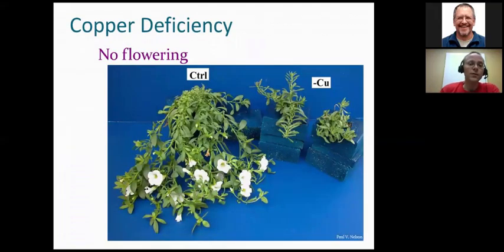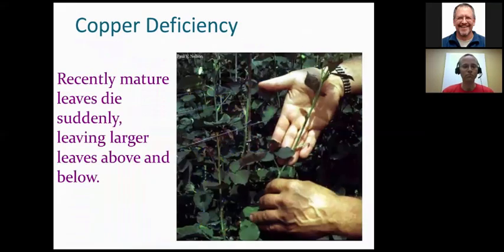And here's the control versus the copper deficient. We don't have any flowers on the ones on the right. These are the same age. They're much stunted, but we're not seeing those symptoms that we might have seen with other stunted crops, like the other elements, nitrogen or sulfur, where we don't see any chlorosis on those leaves. With copper deficiency, sometimes we see a sudden dieback of the most recently matured leaves.